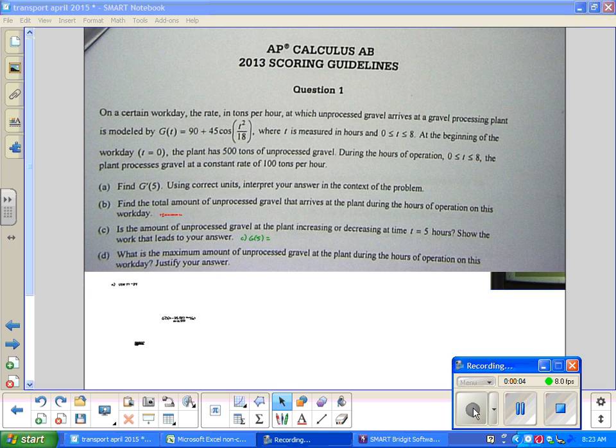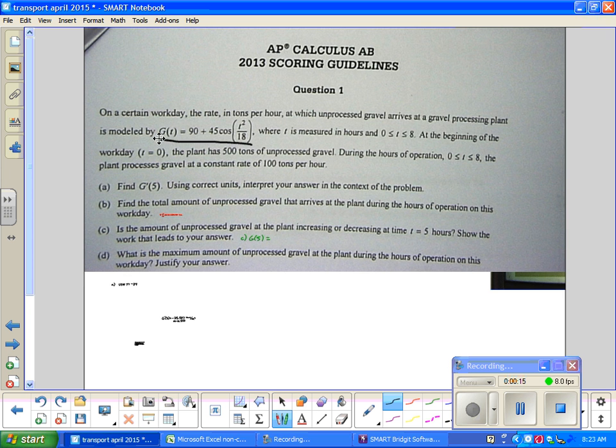2013 AP Calculus. Question 1, calculator problem. Workday, tons per hour of unprocessed gravel arrive at a plant based on this equation. Tons per hour. So again, first thing I'm thinking, integral with respect to time is going to give you tons. This is gravel delivered to a plant, measured in one shift from 0 to 8.